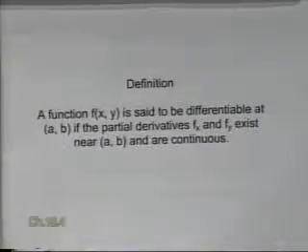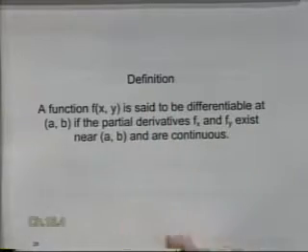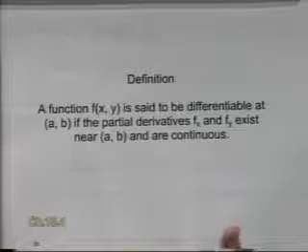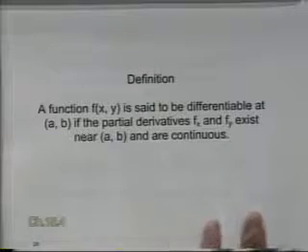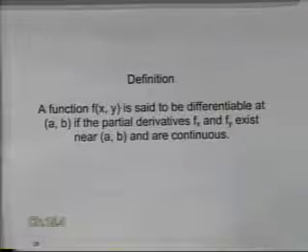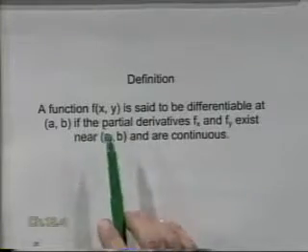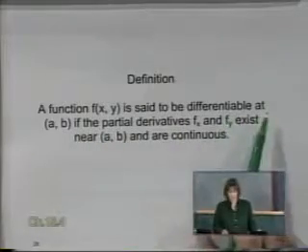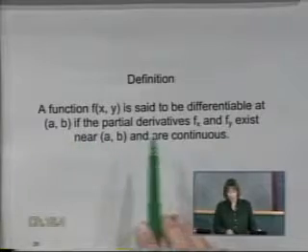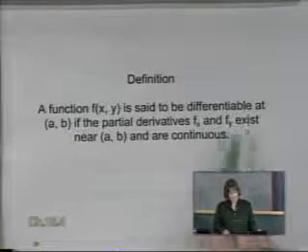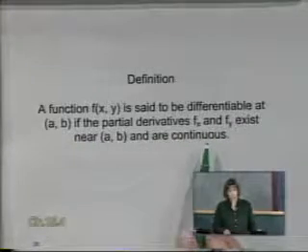All right. Now, you're going to notice I'm skipping all the epsilon delta stuff in this section. We don't really need it to get good answers. And so my definition for differentiable is a lot different than the book's. I'm taking the theorem that the book proves as my definition. But we're going to use: a function f of x, y is said to be differentiable at the point (a, b) if the partial derivatives exist near (a, b) and are continuous.